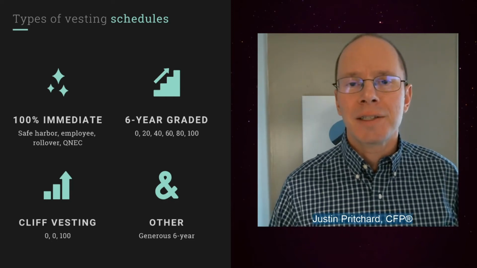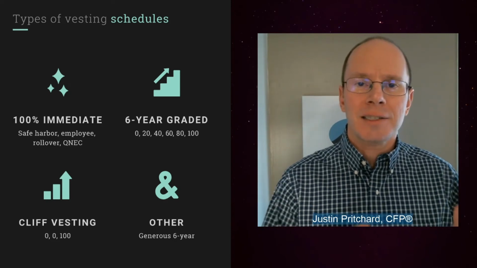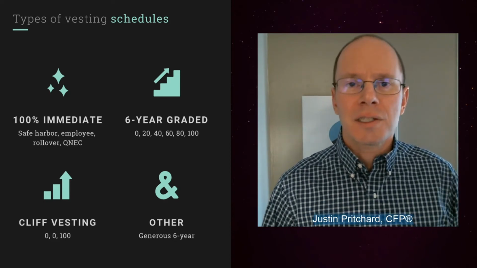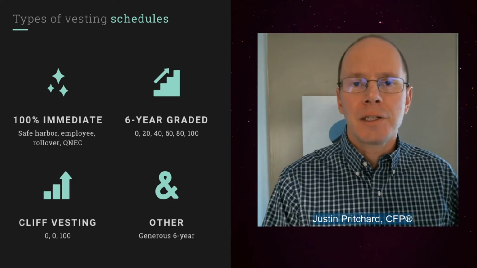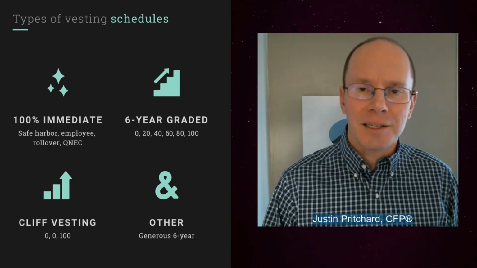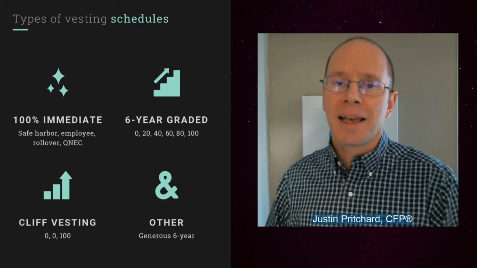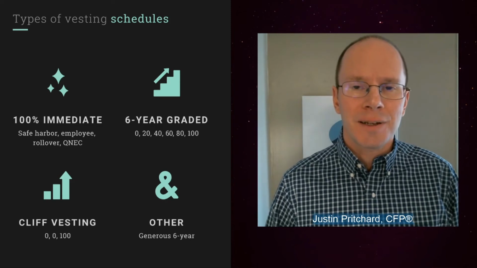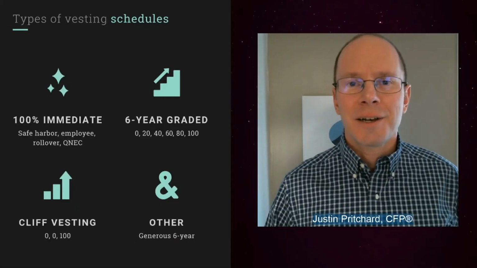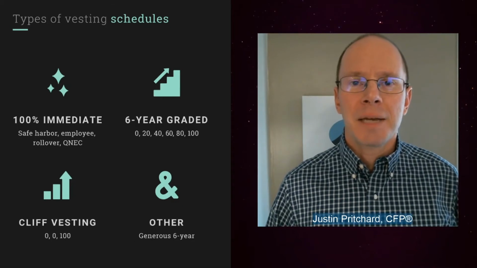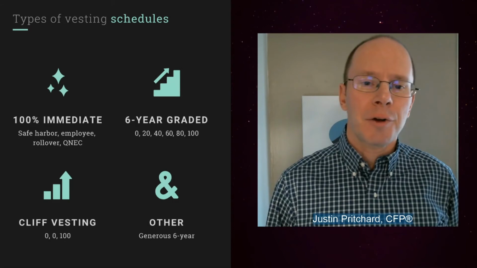A typical vesting schedule is the 6-year graded vesting schedule, because that satisfies certain rules. So with that, you are 0% vested after the first year, then 20% after the second year, then 40%, 60, 80, and 100% after 6 years of service. We're going to talk about a year of service in just a minute. There is also cliff vesting, and that might be 0%, 0%, and then 100% after 3 years.